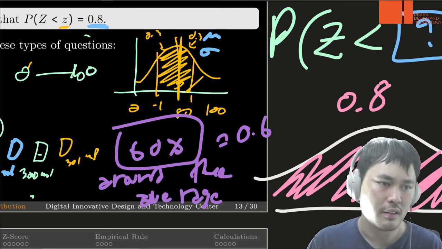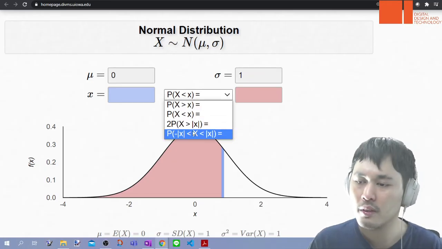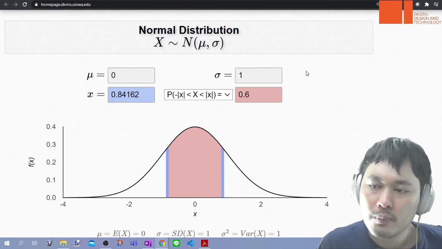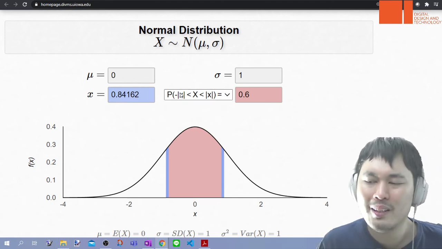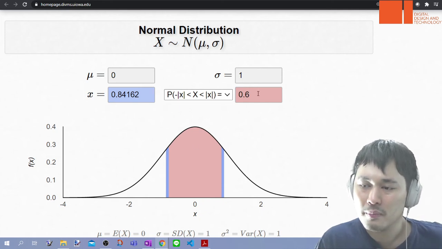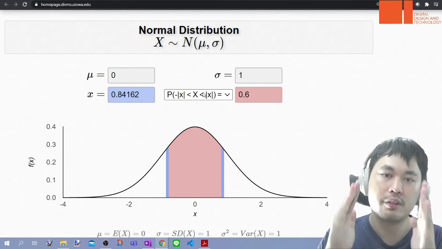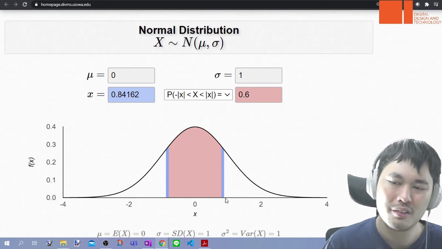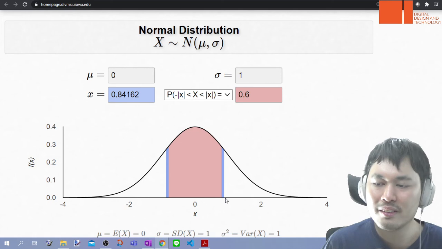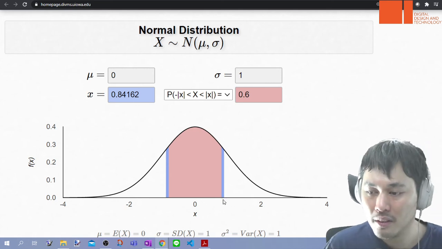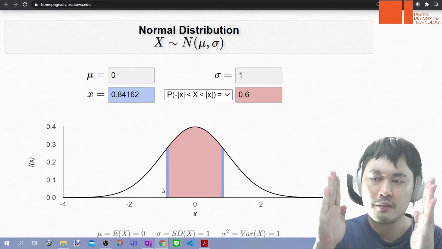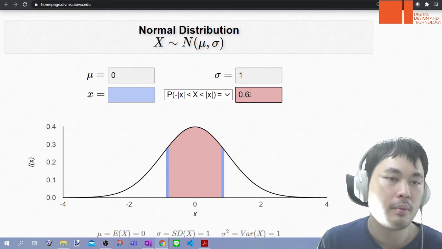This is a type of frequently asked question. So the probability that the value of x falls in this area is 0.6. If you want the area around the center to be 0.6, then the cutoff value of x is 0.84162. Again, that looks familiar, right? That means the right part is 0.84, the left part is minus 0.84, so the area in between is about 0.6.